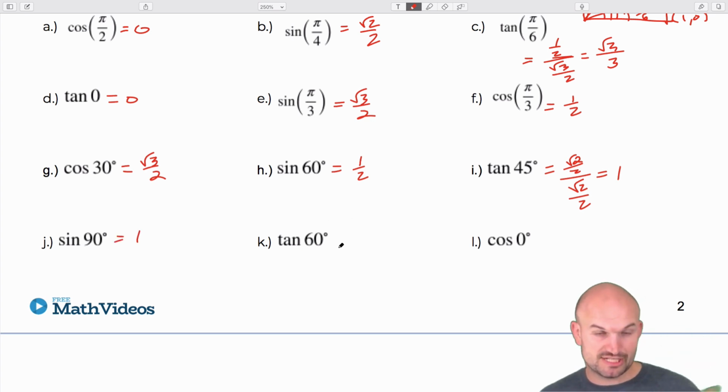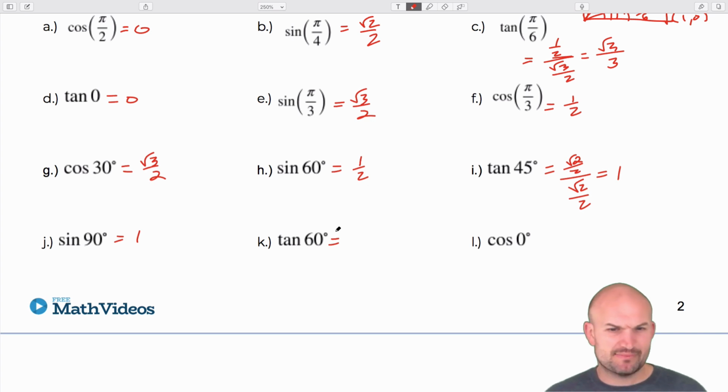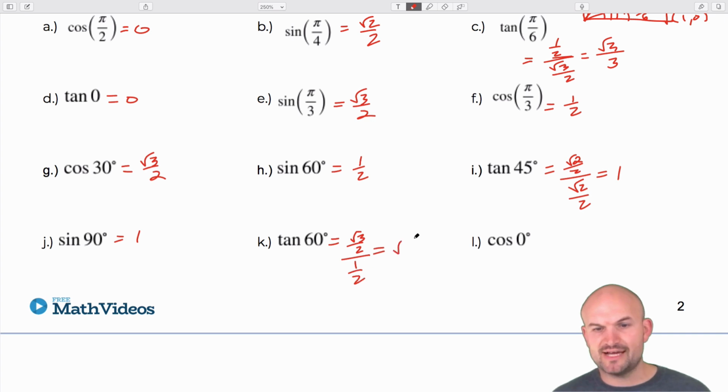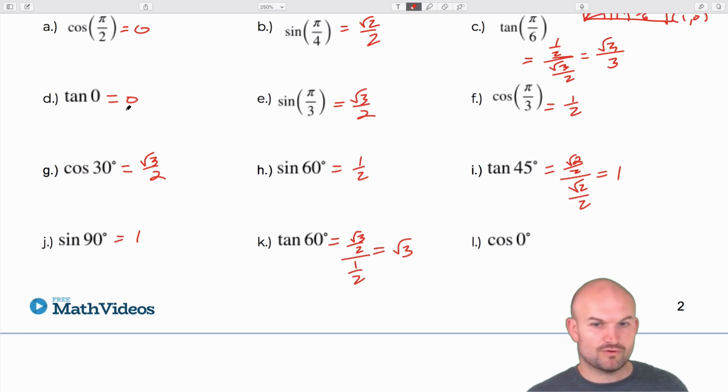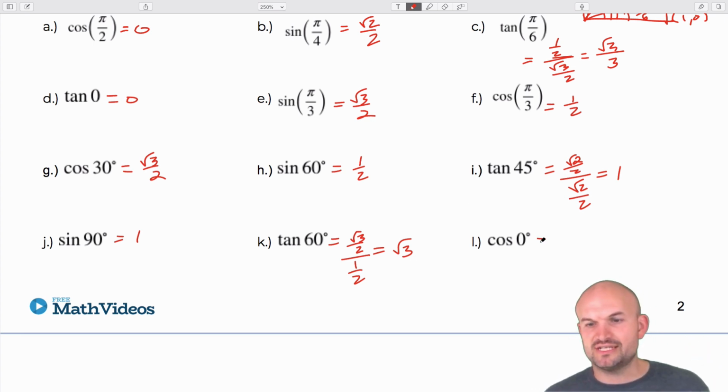The tangent of 60 degrees is the same thing as pi over 3, so that's the y-coordinate, square root of 3 over 2, divided by 1/2, which simplifies to square root of 3. And the cosine of 0 degrees is the same thing as 0 radians, really not moving anywhere, and that's just going to equal 1. So there you go, ladies and gentlemen.